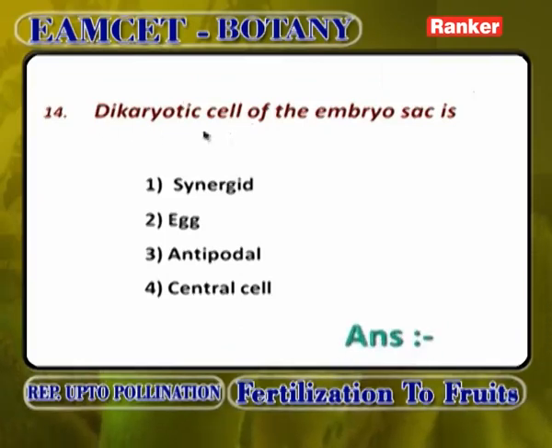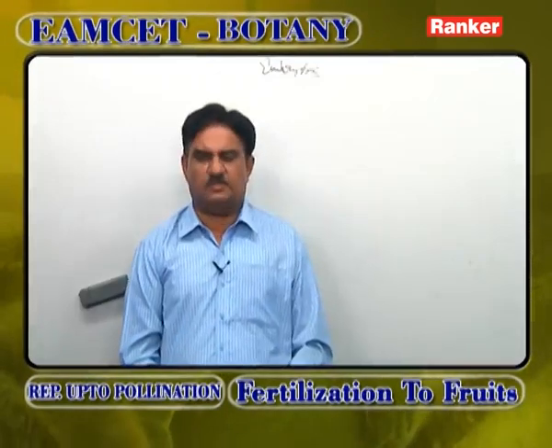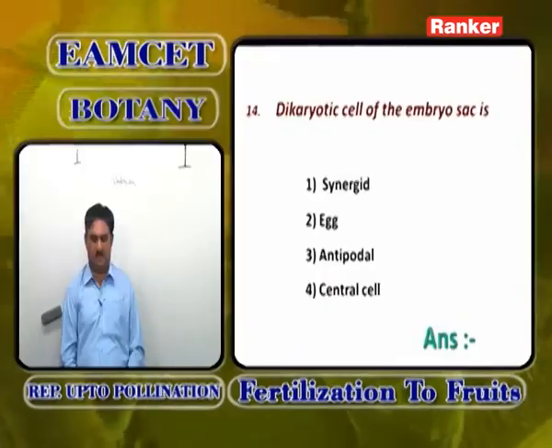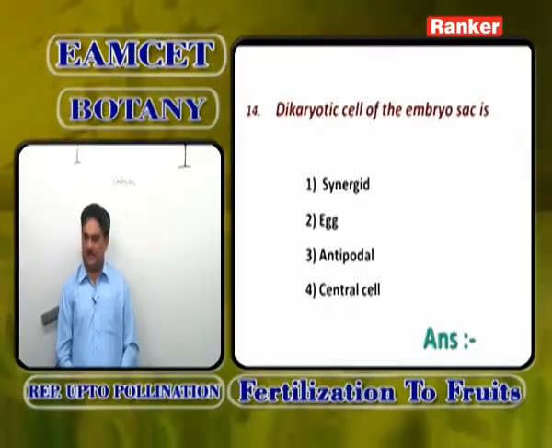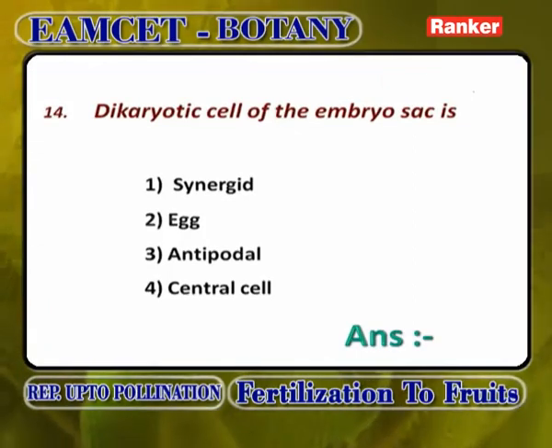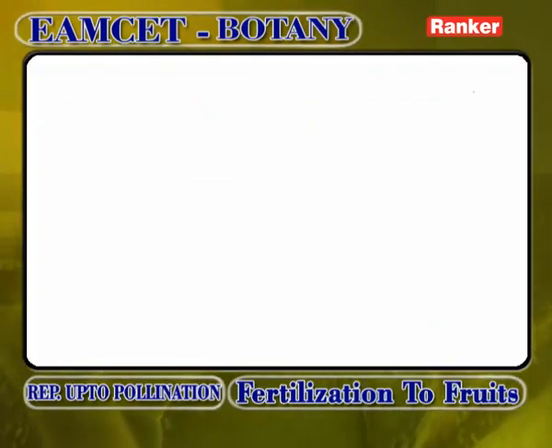Next, dikaryotic cell of embryo sac. Dikaryotic cell of embryo sac means a cell which shows two sets of chromosomes. For this the answer is 4, central cell, because synergid is a haploid, monokaryotic cell. Egg cell is haploid, monokaryotic cell. Antipodal is haploid, monokaryotic cell. Only the central cell, which is formed by the fusion of two polar nuclei, is the dikaryotic cell of embryo sac.